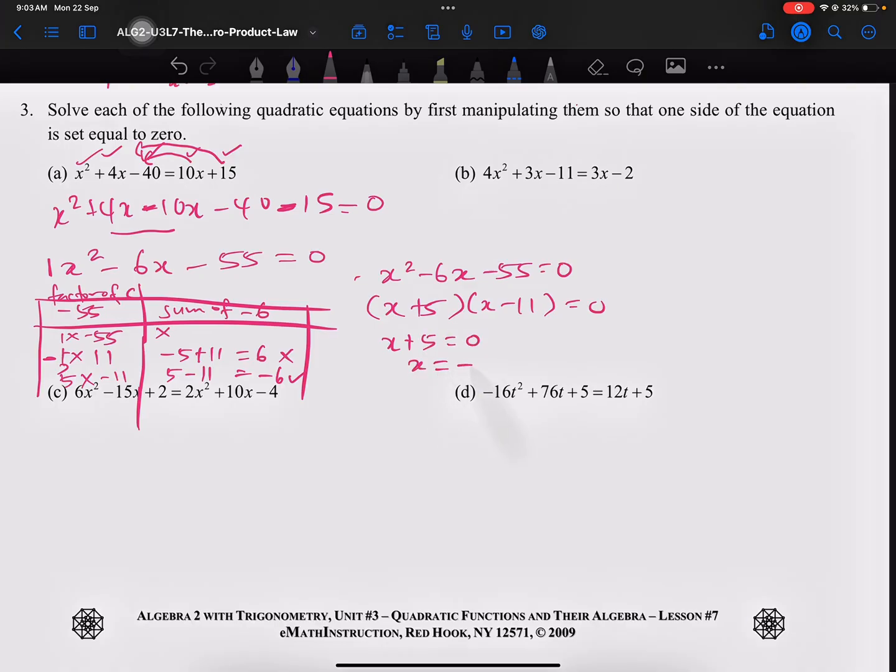Then it is x minus 5, x minus 11 equals 0. x is 5, x is 11. So this is very easy. Our answer should be in the curly bracket, 5, 11.